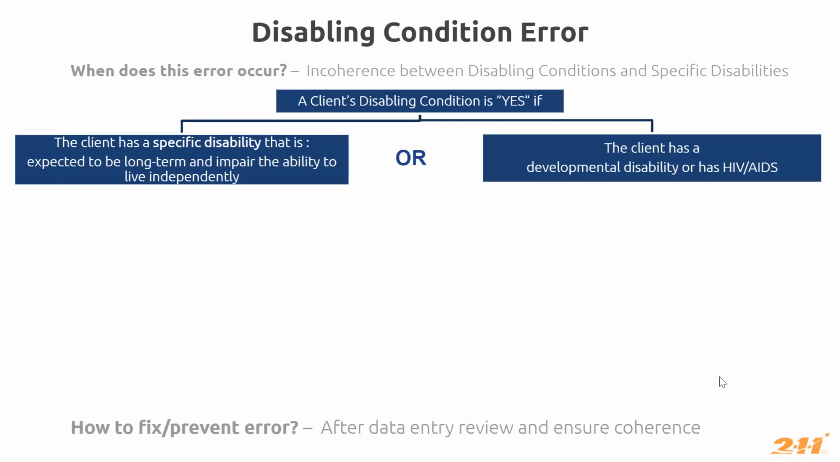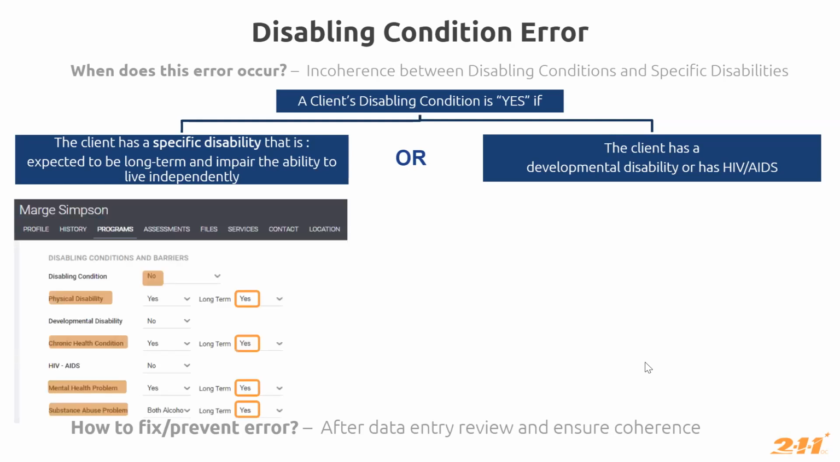Another very common and severe error is related to disabling condition. This happens when there is an incoherence between disabling condition and the specific disability. So we know a client is considered to have a disabling condition if they have a specific disability that is expected to be long-term and impair the ability to live independently, or if a client has a developmental disability or HIV/AIDS. Let's see the first example.